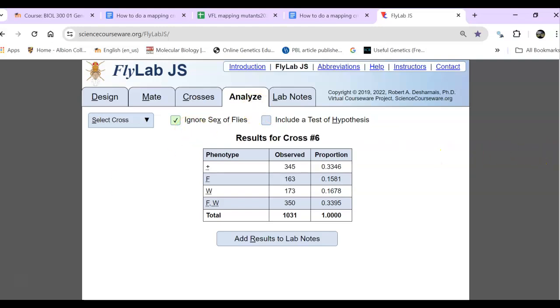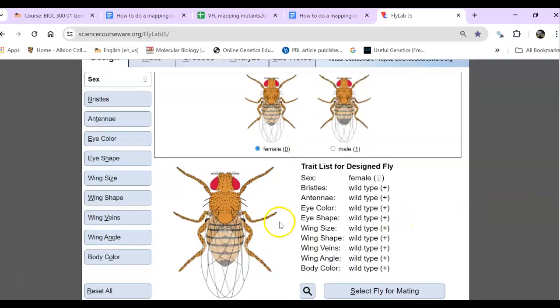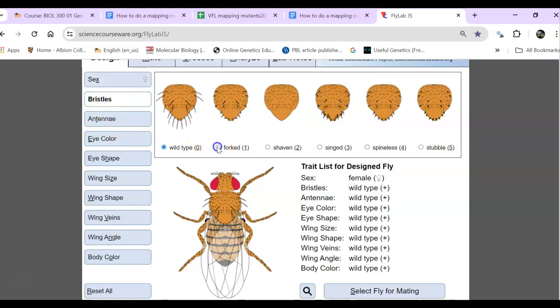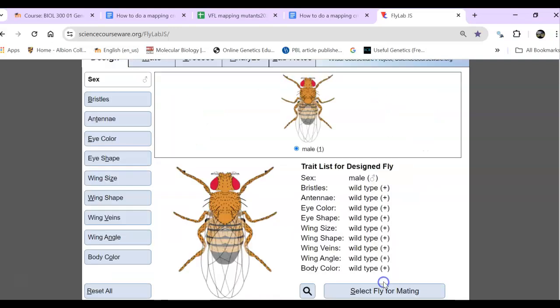Now I kind of did that. There's another way you could do this. And so let's do that. Let's do a new cross. Because it's X-linked, there's like a shortcut. We can actually make the female mutant for both genes. And we can cross her to wild type.